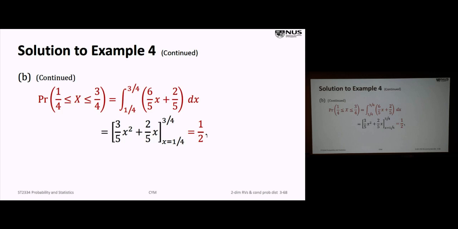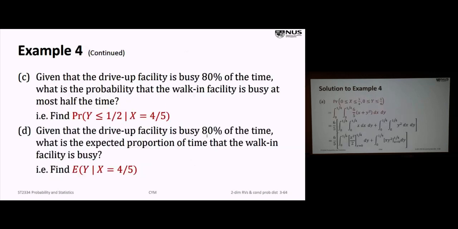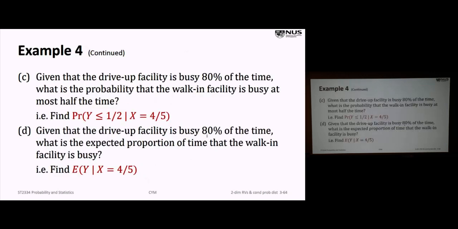Okay, let's have a look at part C. Let's see, what is the question? So given that the drive-in facility, I prefer drive-in, I don't know what drive-up really means, it sounds like some strange slang to me. Drive-in facility is busy 80% of the time. What is the probability that the walk-in facility is busy at most half of the time?